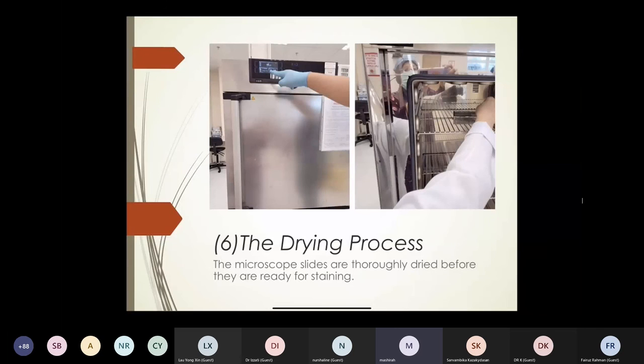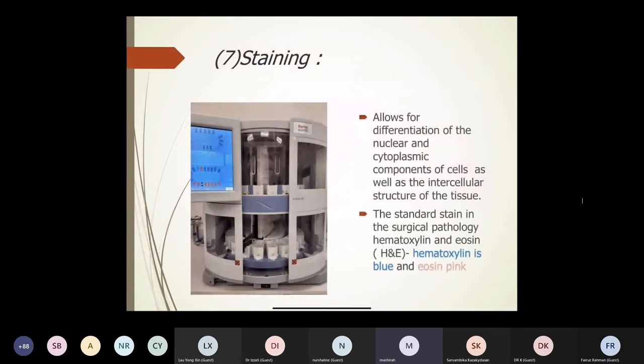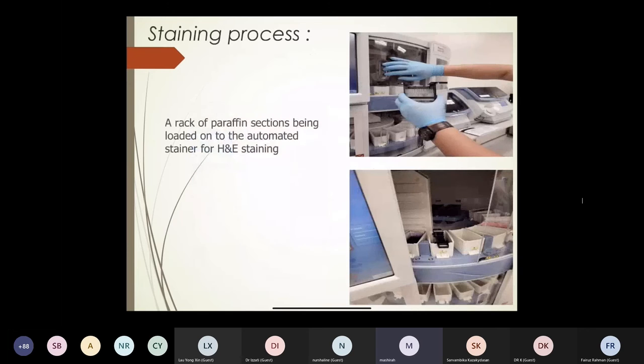Now is the drying process. After the drying process, the slides are ready for staining. Staining allows for differentiation of nuclear and cytoplasmic components of cells as well as the intercellular structure of the tissue. The standard stain in surgical pathology is hematoxylin, which is blue, and eosin, which is pink. You can see here a rack of paraffin sections being loaded onto the automated stainer for the H&E staining process.